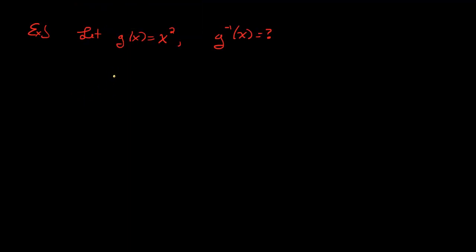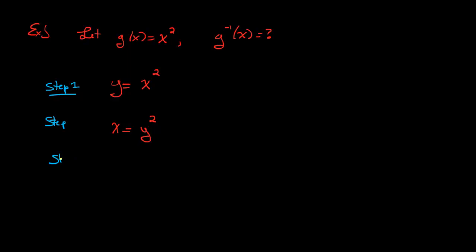The first thing we're going to do is let y equal g of x, and we're going to keep that as y equals x squared. So this is going to be our step 1: replace g of x, or f of x, or whatever the function is called, with the value of y. Next, in step 2, everywhere we see a y, we replace it with x, and everywhere we see an x, we replace it with a y. So we have a y here, we're going to replace that with x, and this is now going to be equal to y squared.